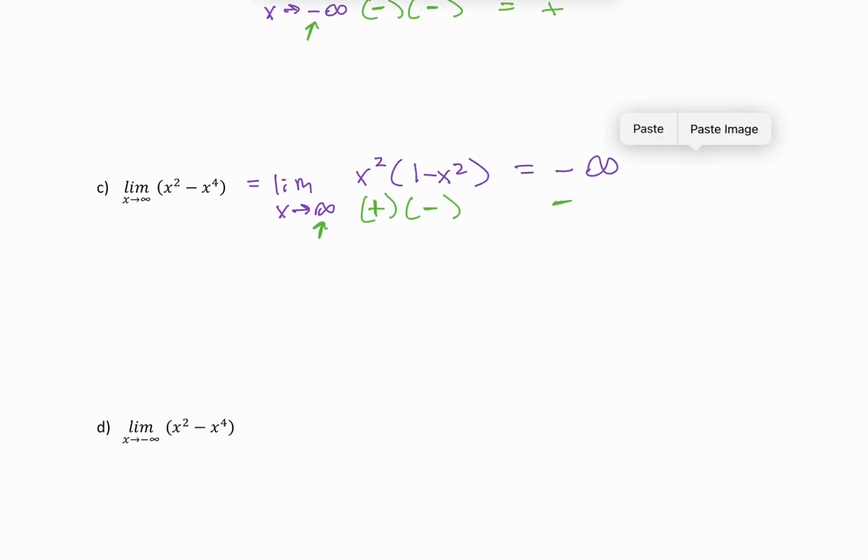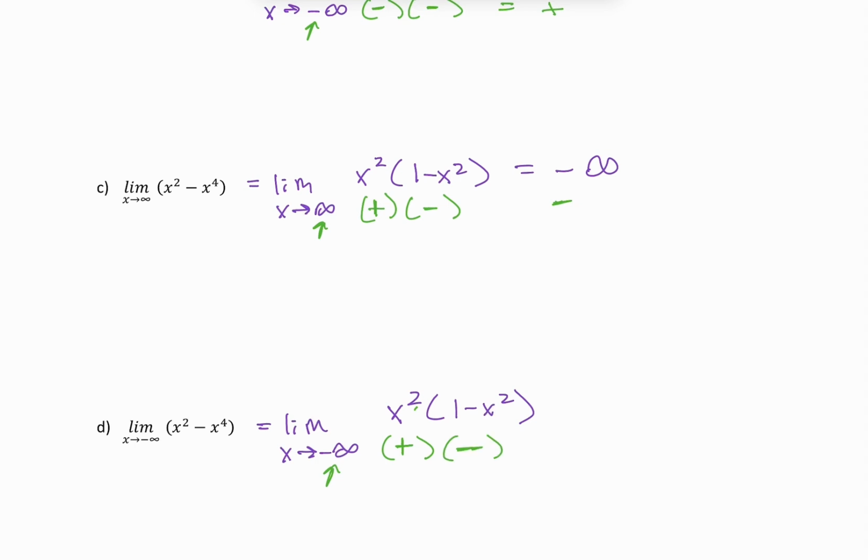In D, we have the limit as x goes to negative infinity of the same factors as above. So that's x squared times 1 minus x squared. And now when I plug in my numbers, I'm going to plug in a large negative number. So a negative number squared becomes a positive number. And then I have 1 minus a negative number squared, which means 1 minus some large positive number. So that is negative. And that gives me a negative number when I multiply a positive and a negative. So that tells me I must be going to negative infinity.